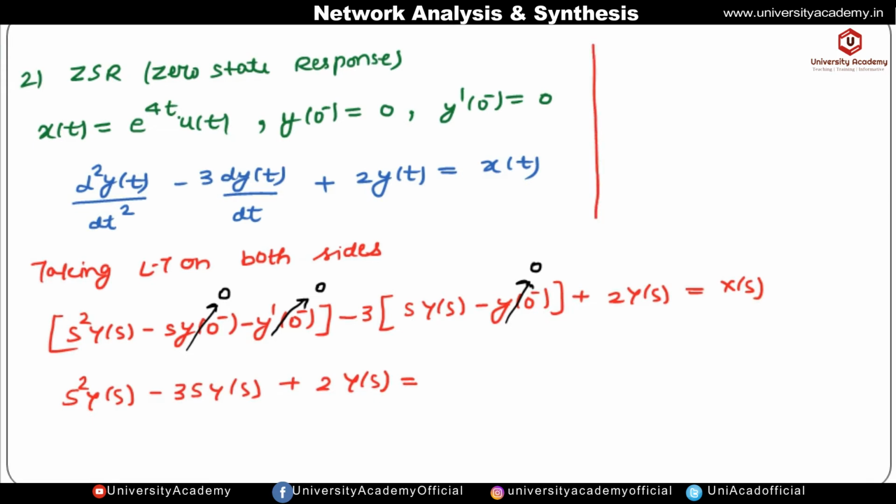Okay, so now here the x(t) value, that is the input, is e^(4t) into u(t). Now we have to find out X(s). I have told you that the Laplace transform of e^(at) into u(t) is given by 1 by s minus a. Okay, so in the very first lecture, I explained the Laplace transform of e^(at) u(t) is 1 by s minus a. So here the a value is 4, and its Laplace transform, that is the X(s) value, we are getting 1 by s minus 4.